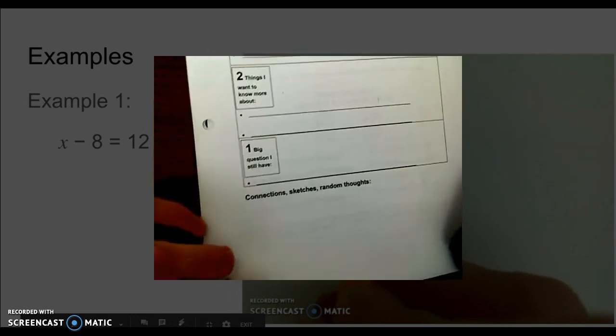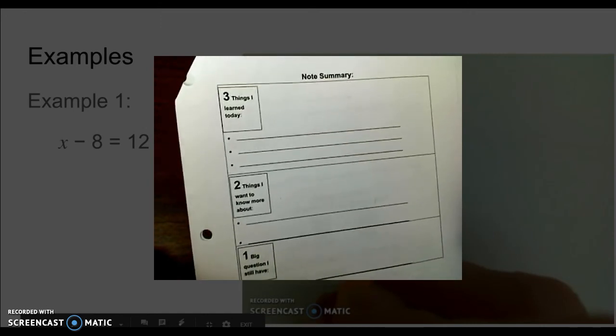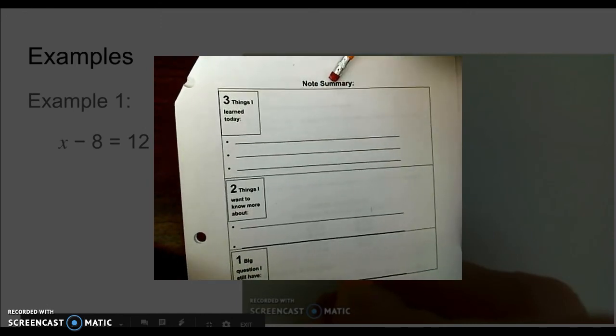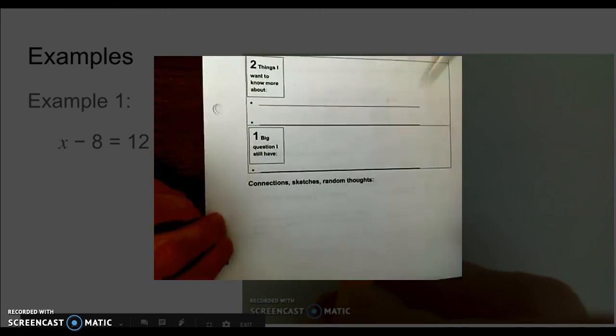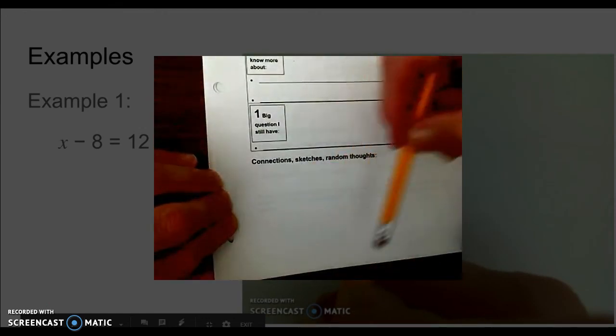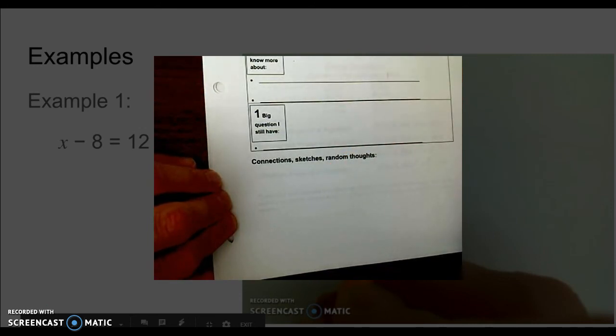So take a moment now that you've worked through solving these equations to summarize what you've learned. 3 things that you learned today, 2 things you want to know more about, 1 big question you still have, and then anything else you want to do to help cement your learning, if it's sketch noting or connecting things back to things you've learned previously or in other classes.